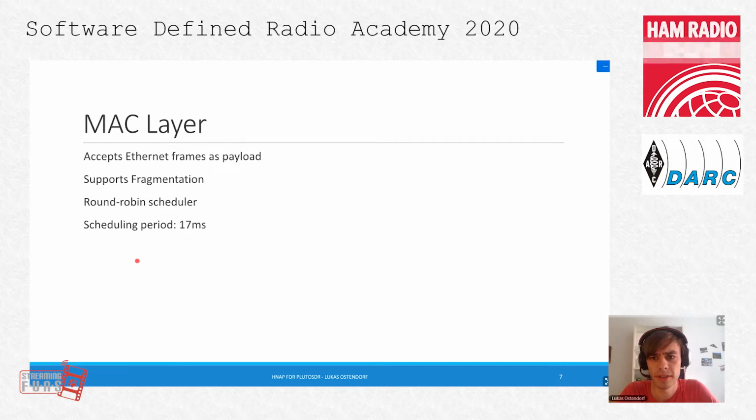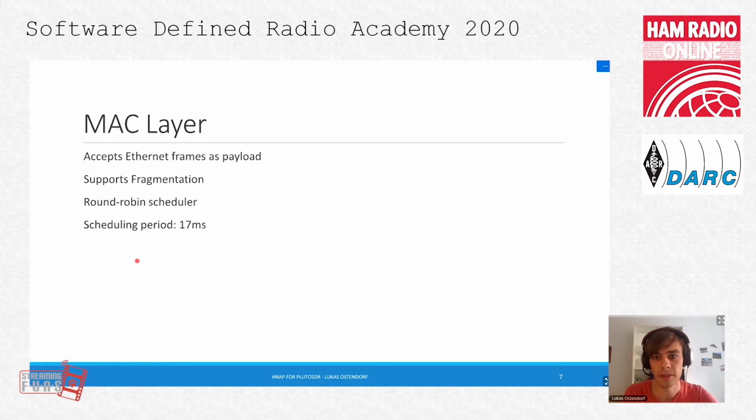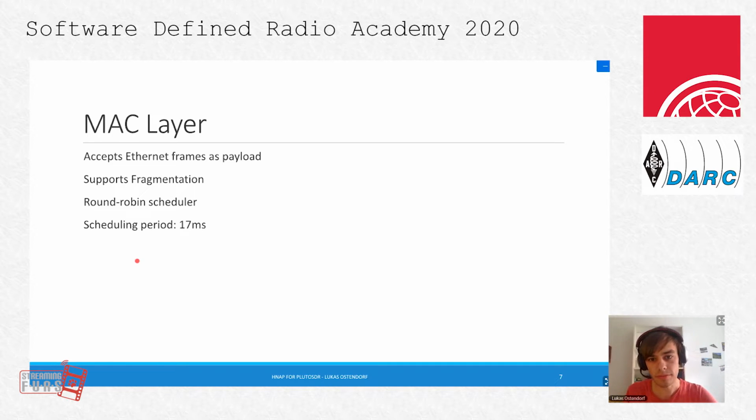Since Ethernet frames can grow up to 1,500 bytes in size, our system has to support fragmentation. As you've seen before, the subframe structure is quite short. So one downlink slot contains 60 up to 250 bytes. The Ethernet frame is way larger, so we have to fragment the Ethernet frame in some cases.